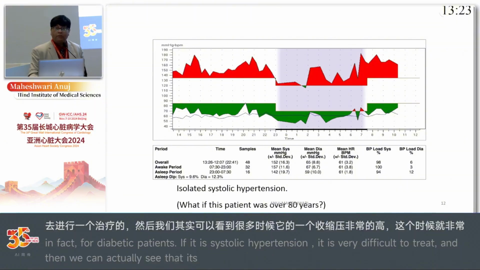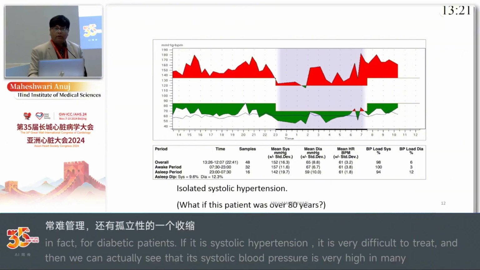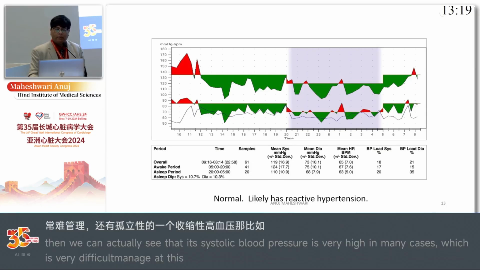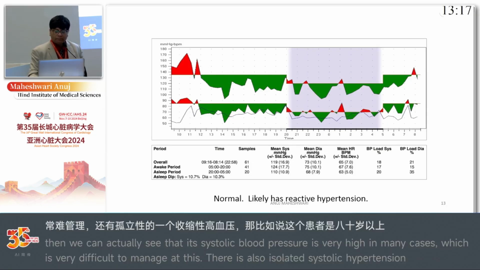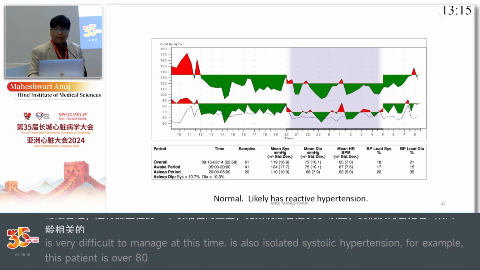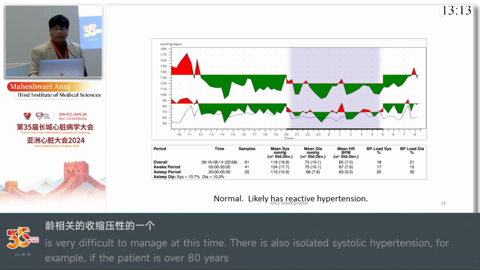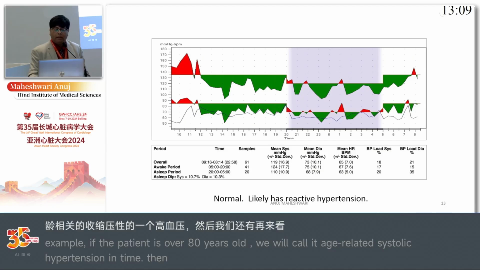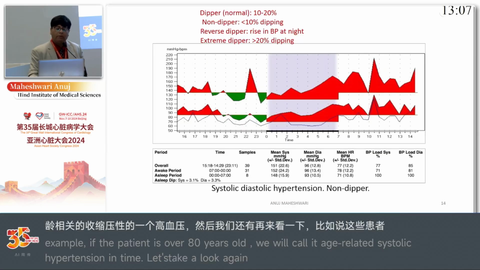Many a time it is above 80 years of age, then we call it age-related isolated systolic hypertension. Reactive hypertension is sometimes seen after exercise, after a strained period, or some activity which has happened in the daytime which is causing the rise in blood pressure.